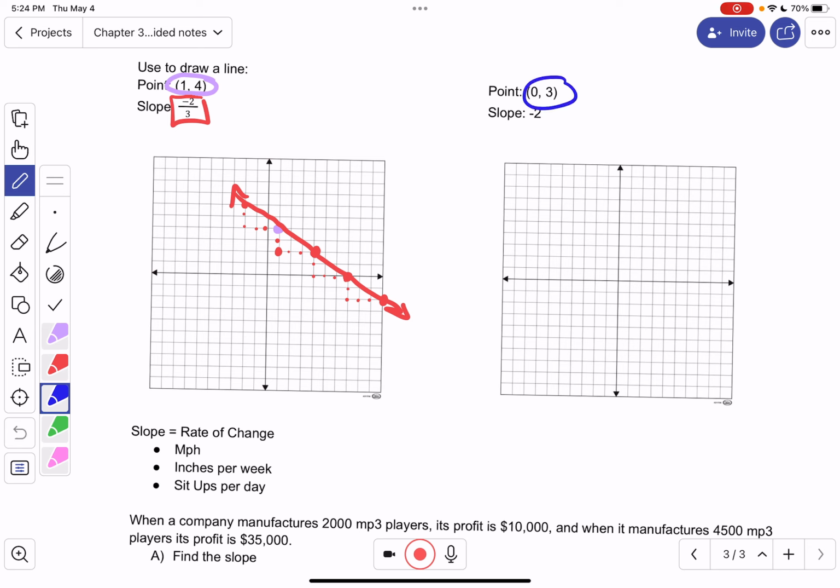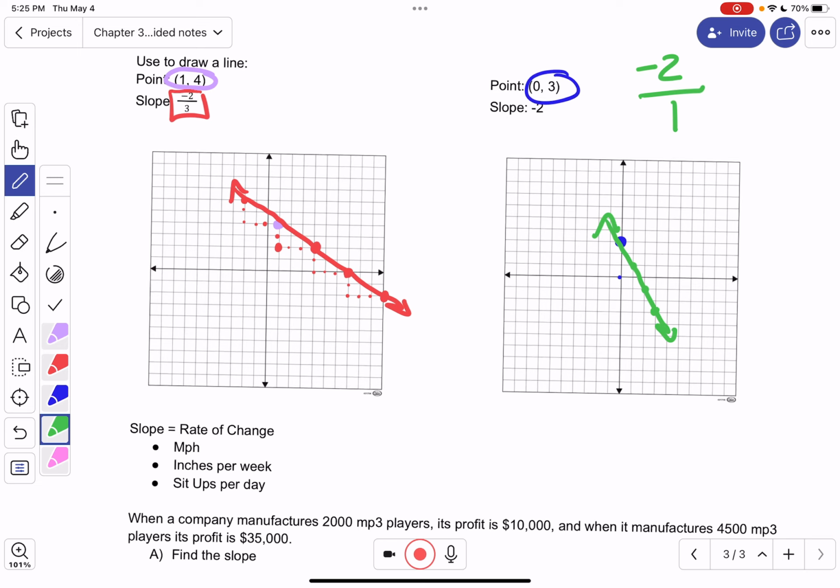So the second one, point 0 comma 3. So over 0, up 3. And our slope is negative 2. Now, you can make any whole number a fraction by putting it over 1. So now, whenever you have a slope, we're going down 2 over 1. Down 2, right 1, down 2, right 1, and we have our line. So there's how you find the slope and use the slope graphically.